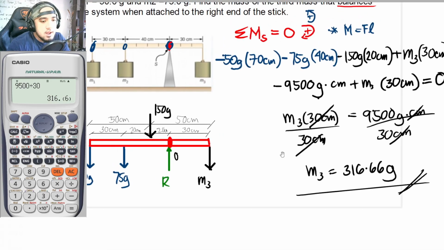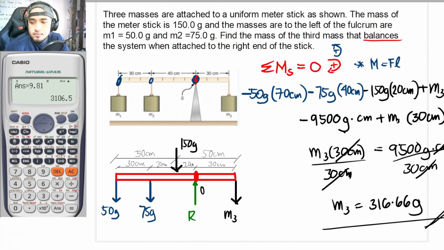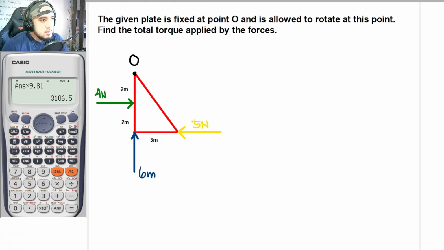your final answer here, for the weight in 3, should be equal to 3106.5. However, if you would be converting it into grams, it would become 316.667 grams. So that's it for this particular problem. Okay, so let's have another sample problem.